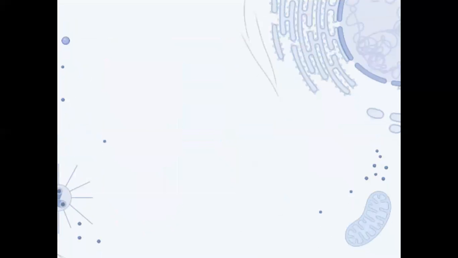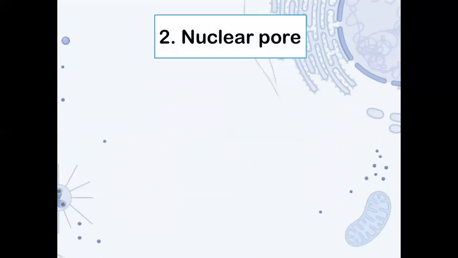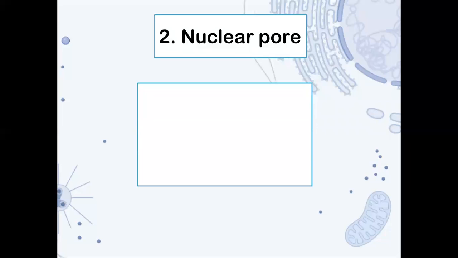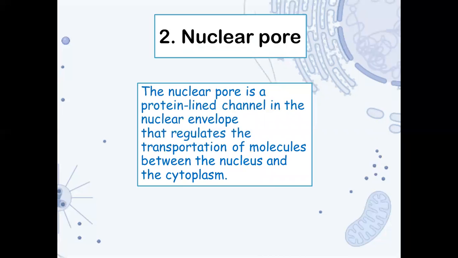Now let us study the second part of nucleus, which is nucleopore. This is a nucleus. The outline is the nuclear membrane and the holes in it are known as nucleopore. Let us understand the importance of these holes, or we can say nucleopore. The nucleopore is a protein-lined channel in the nuclear envelope that regulates the transportation of molecules between the nucleus and the cytoplasm, which helps for important processes like reproduction of cells.